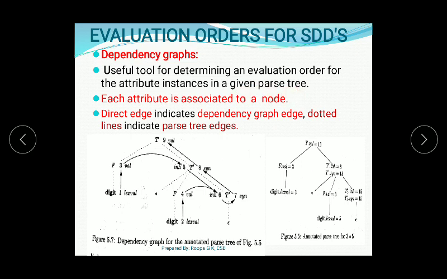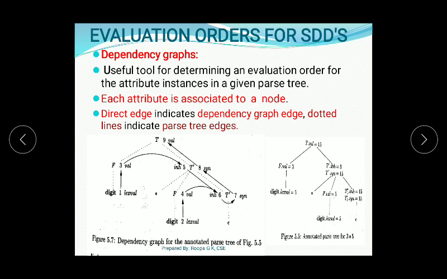Each attribute is associated with a node. That means this point is very important. If we have inherited and synthesized attributes like this, they are considered as two separate nodes. See here, t' dot inh and t' dot syn. This inh is one node, this syn is another node. A directed edge indicates a dependency graph edge. A directed edge means a solid edge, and a dotted edge indicates parse tree edges. So first you need to write the parse tree and then the dependency graph.